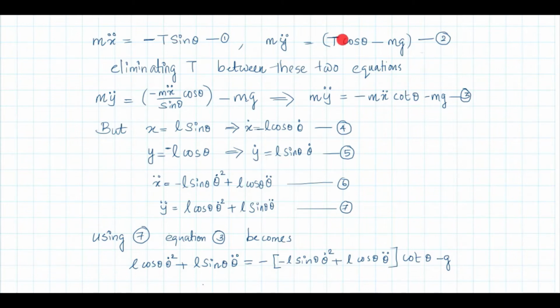We can eliminate the tension T between the two equations. For that, from the first equation, you can write T as minus m x double dot by sin theta. You substitute that T value in the second equation. So you'll get m y double dot equal to minus m x double dot by sin theta into cos theta minus mg.